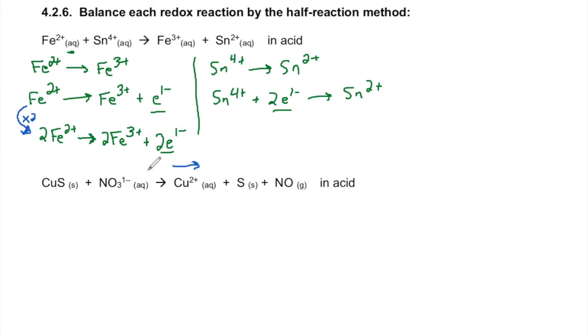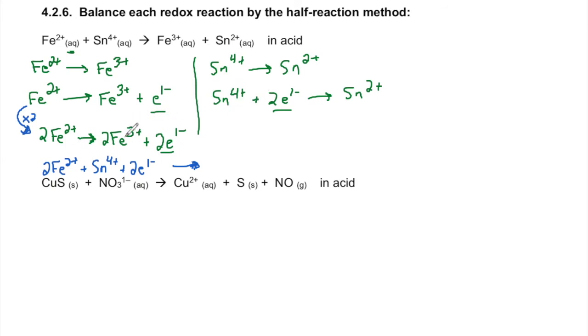All right, so let's put everything that's on the left side of an arrow over here on the left side of this blue arrow. We have 2 iron 2+ ions here. We have a tin 4+ here, and we have 2 electrons.